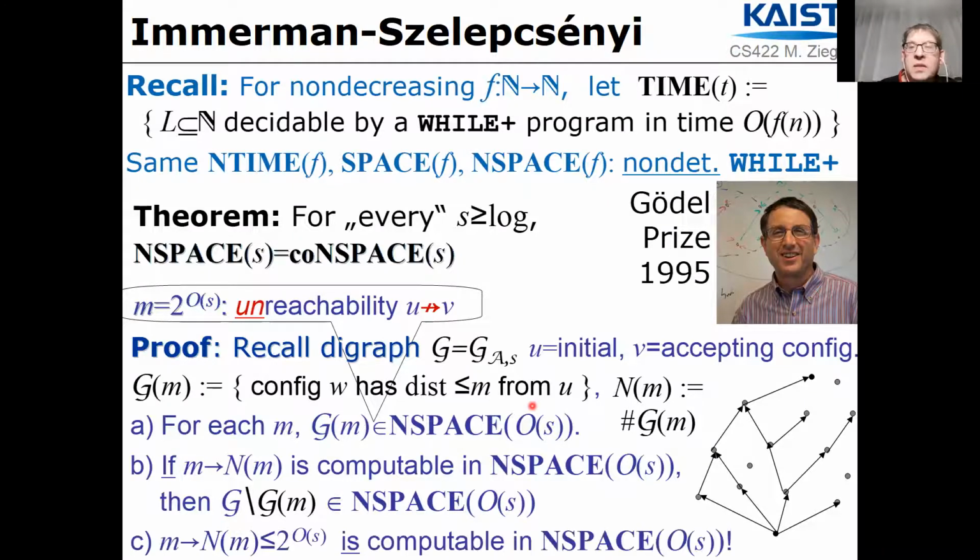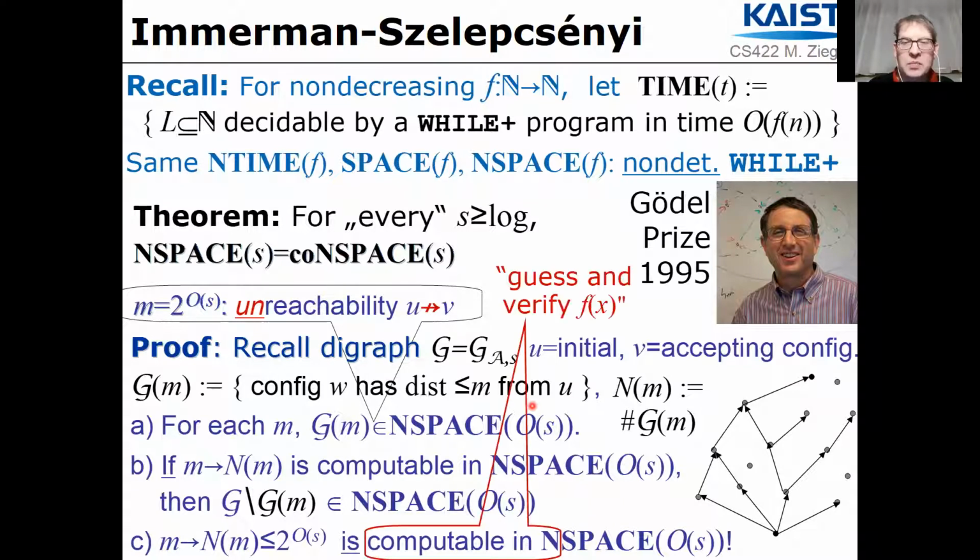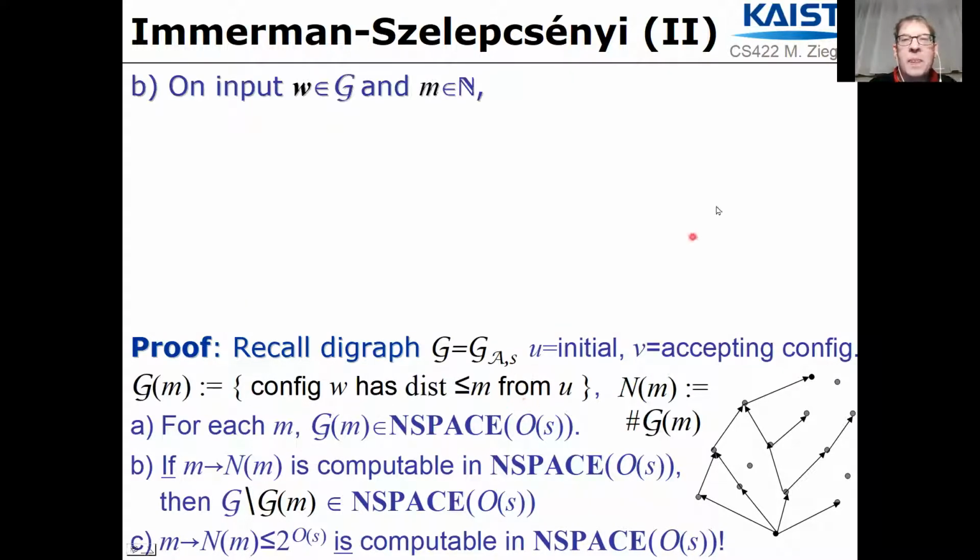And the final claim says that indeed this number function is computable in non-deterministic linear space. So by combining these two claims, really the Immerman-Szelepcsényi theorem follows. But we've deliberately introduced these intermediate claims because they climb up and become more and more evolved with the algorithm. So let us briefly recall the algorithm.